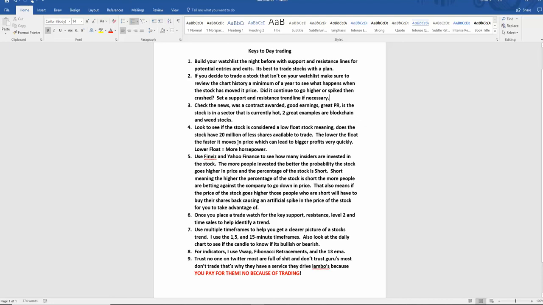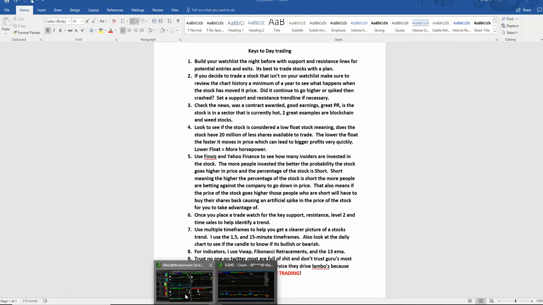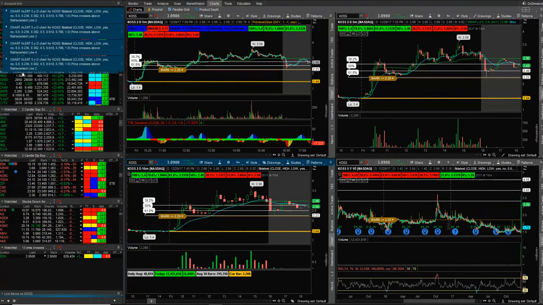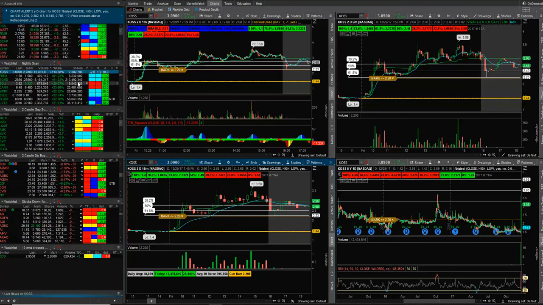Now, I couldn't find any news on why COS was running. I thought maybe it was related to blockchain, because everything is blockchain related, but I couldn't find any news. So I had no reason to know why, but it had a lot of volume. It was up crazy, so it was volatile, and shares available. It's important to understand that's called the float. So shares equals the float. That's also another thing here.